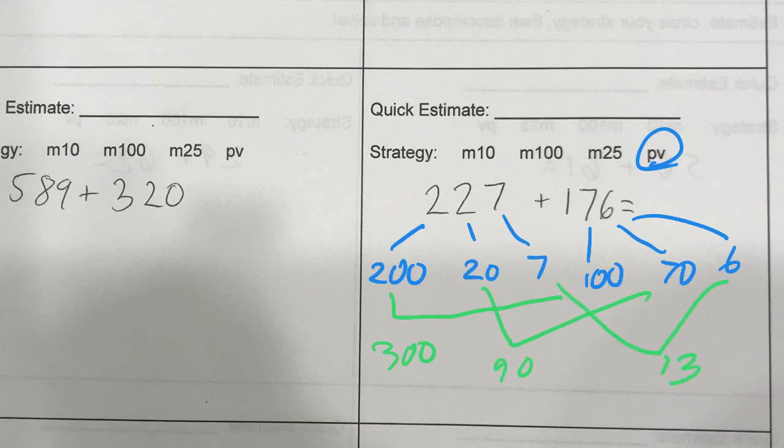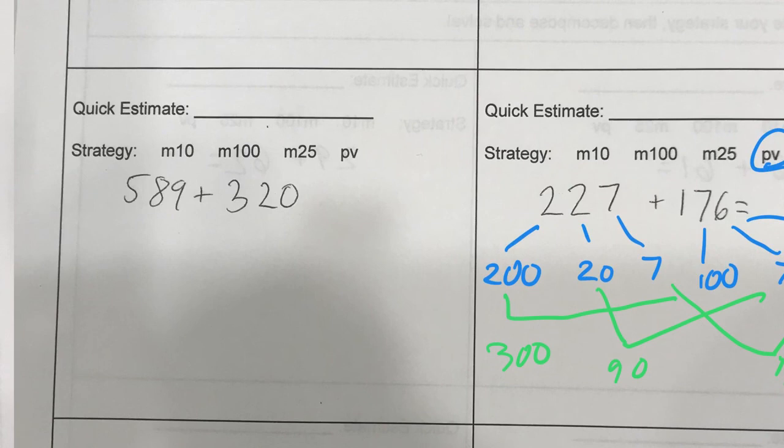But really, I would recommend you try to go for these other 3 methods where you're looking for a multiple of 10, multiple of 100, or multiple of 25. So that is all for this one.